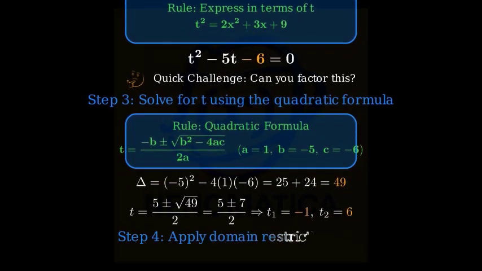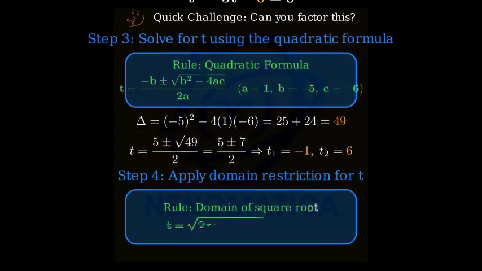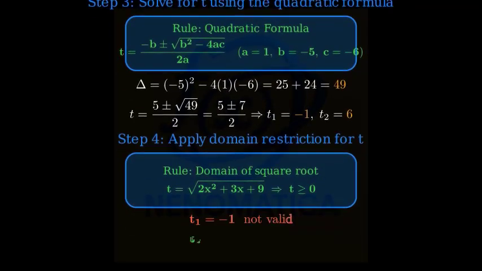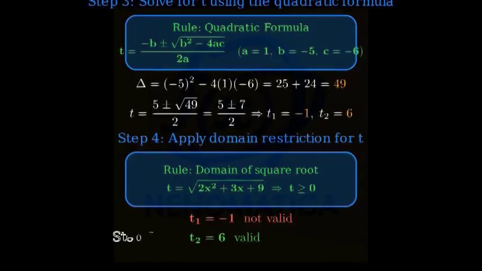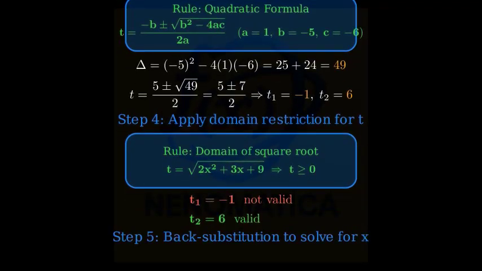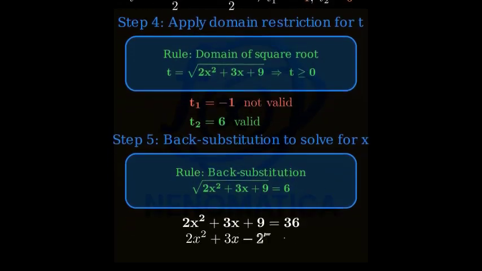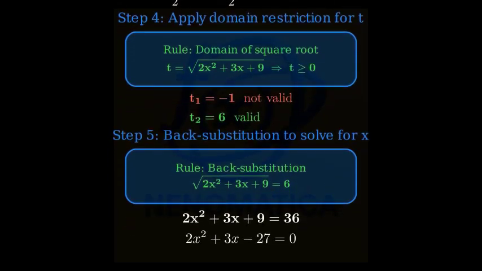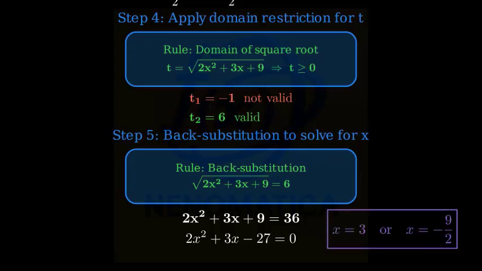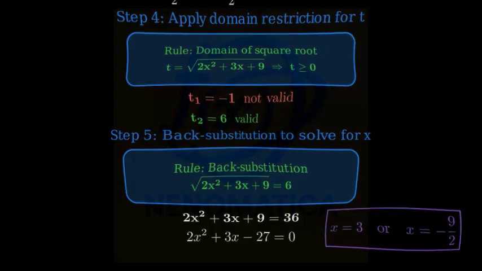Step 4. Check the domain. Because t equals a square root, t must be greater than or equal to 0. Therefore, t equals negative 1 is not acceptable, and we keep t equals 6. Step 5. Back substitute t equals 6. The equation becomes the square root of 2x squared plus 3x plus 9 equals 6. Square both sides and rearrange to get 2x squared plus 3x minus 27 equals 0. The final answer is x equals 3 or x equals negative 9 over 2.